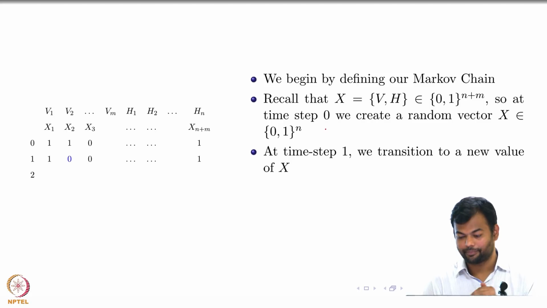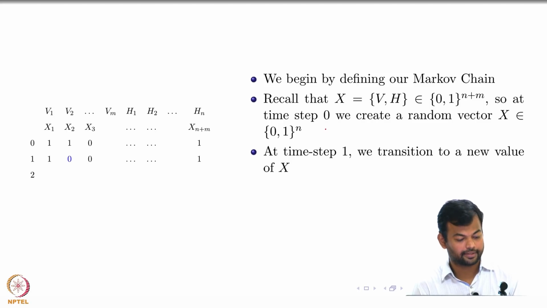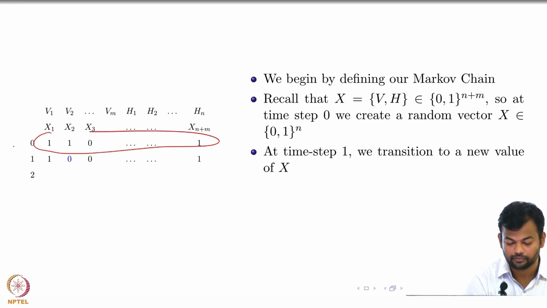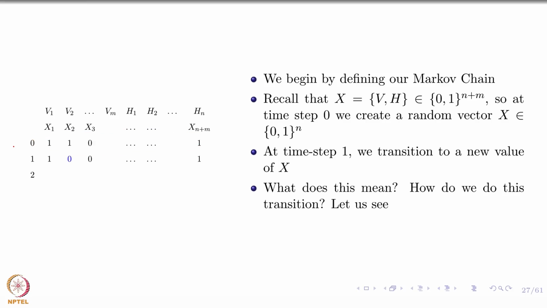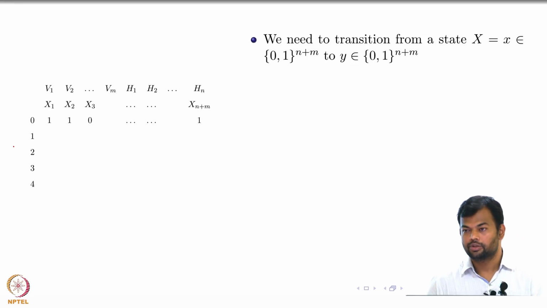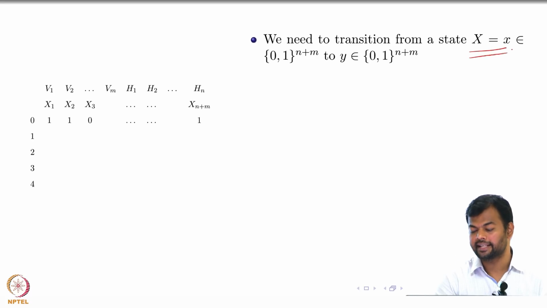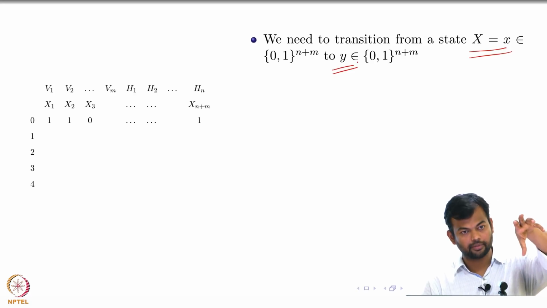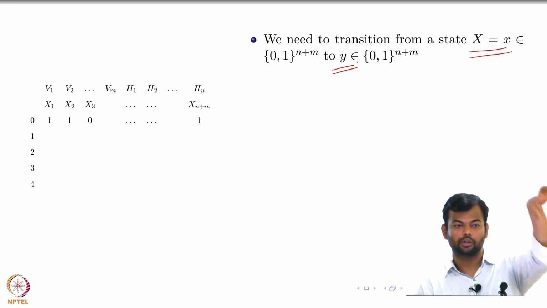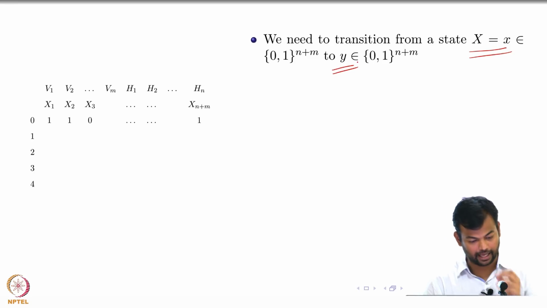So at time step 1, we transition to a new value of x. This was the value of x at time step 0. Now at time step 1, we transition to a new value of x, okay? So what does this mean? What do I mean by transitioning to a new value of x, and how do we do this transition? So given the value x equal to small x at time step 1, I need to transition to a new value x equal to y at time step 2. That's what I mean by transitioning from one value to another. So remember that the number of customers was transitioning from one particular vector value to another particular vector value. So that's how the transition happens.